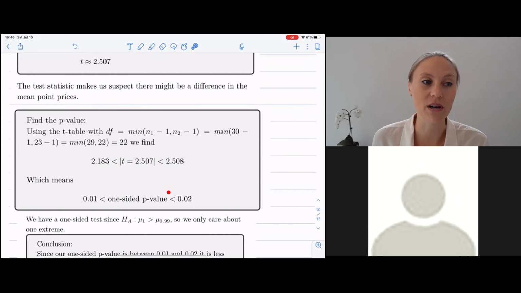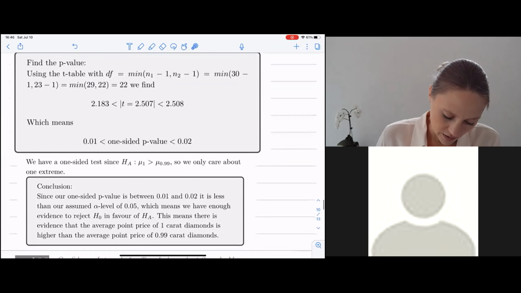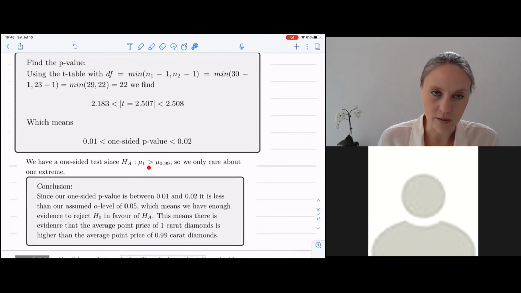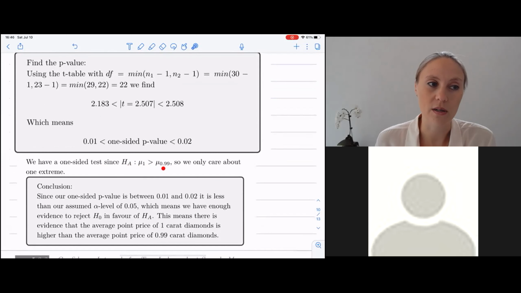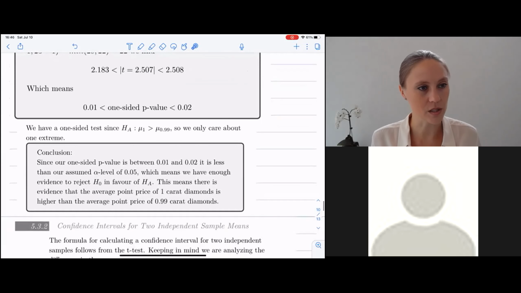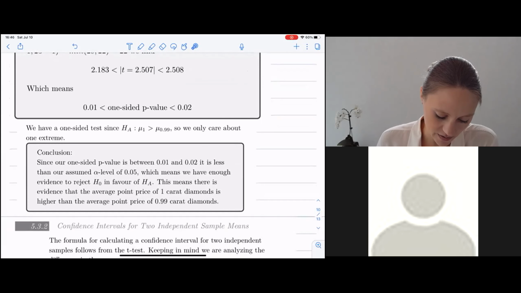And then your one-sided p-value is somewhere between 0.01 and 0.02. Okay. We have a one-sided test. So here I'm just emphasizing that since the alternative hypothesis is mu1 is greater than mu 0.99, we only care about one extreme. That's what I said here, but it's good to have it.